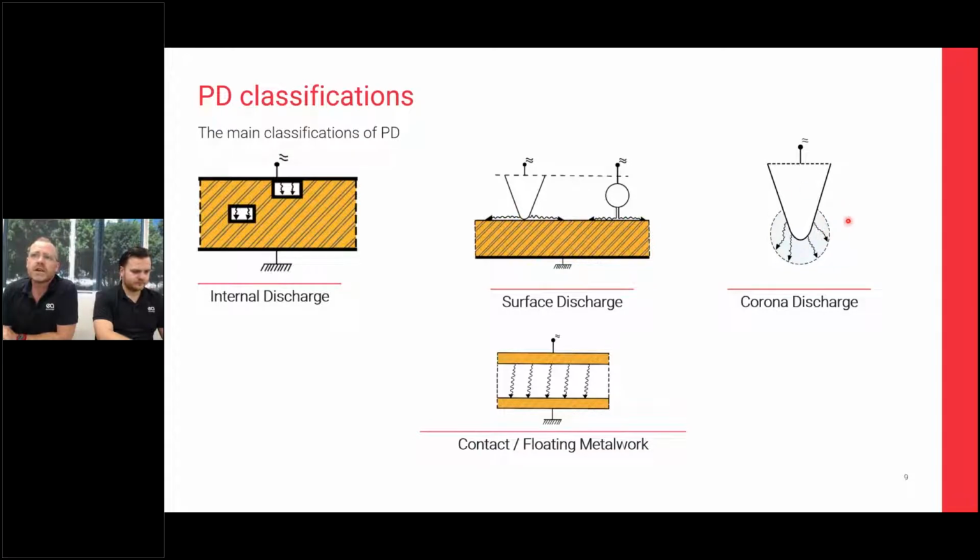You've got corona, where there's a physical sharp point and there's sparks jumping from that sharp point into a gas. And then the other type, which there is a lot of out there, is called contact or floating metalwork type PD, and that's where sparks are jumping a gap because of dissimilar metals or poor HV connections.